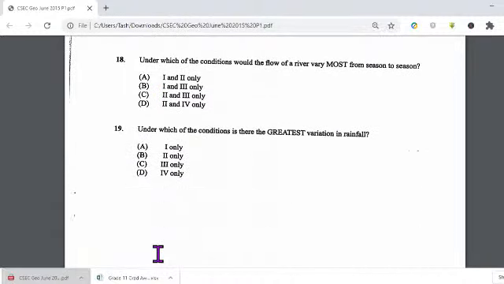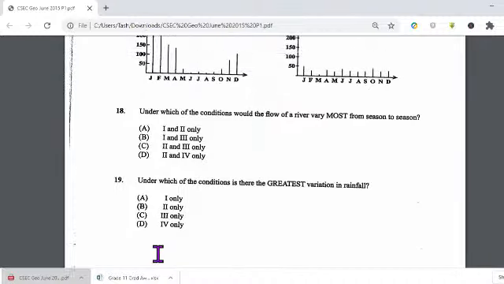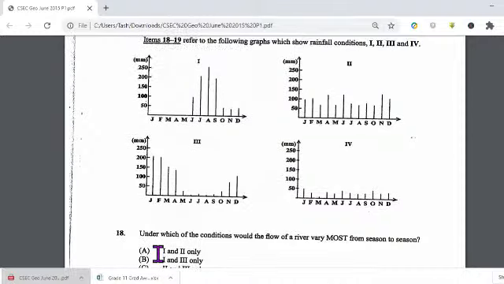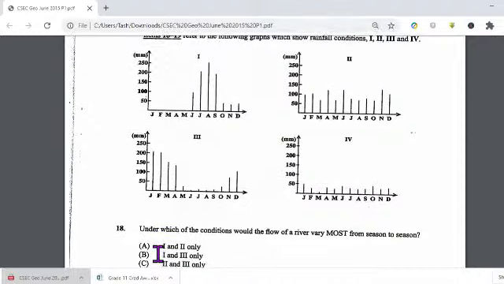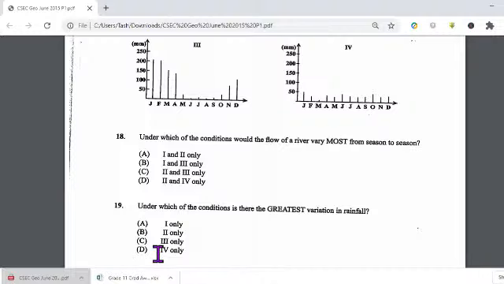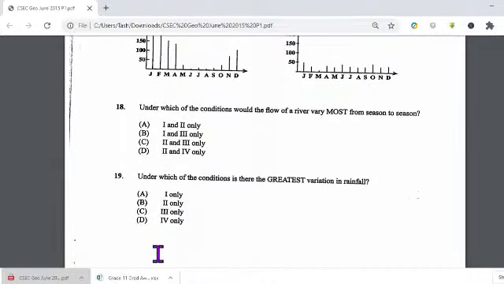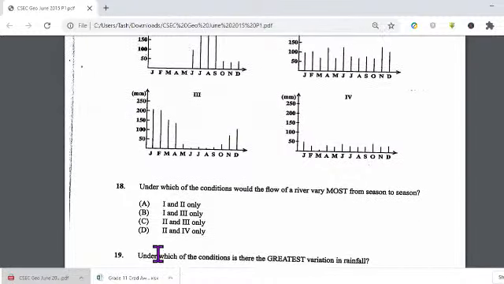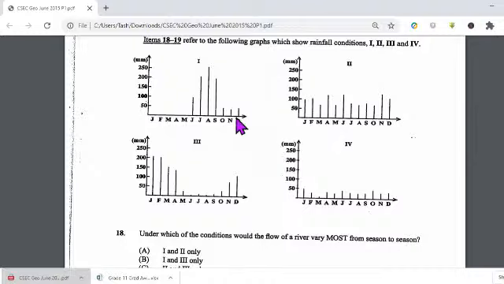So 19, under which of the conditions is there the greatest variation in rainfall? So the greatest variation in rainfall, we already figured that one out. Let us see. Greatest variation in rainfall. That is going to be one, which is letter A. Greatest variation.